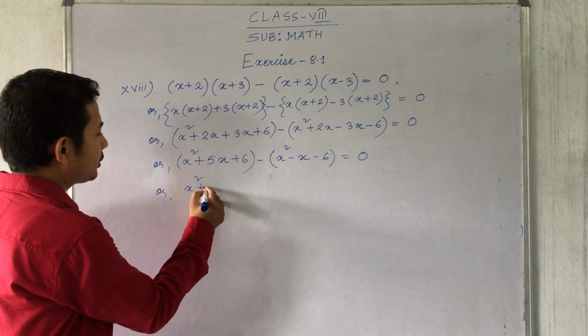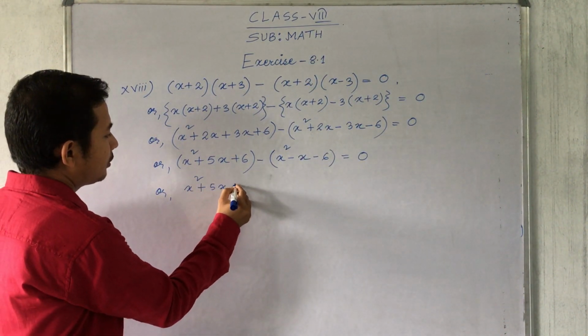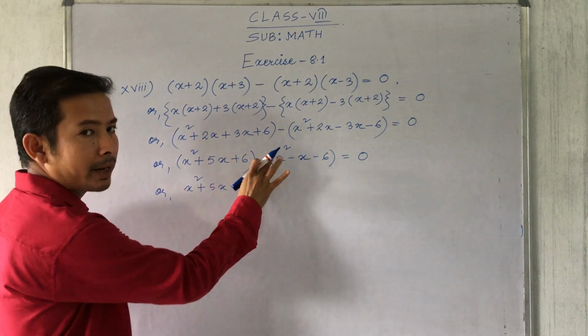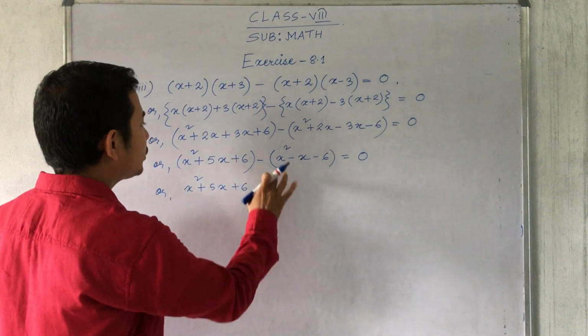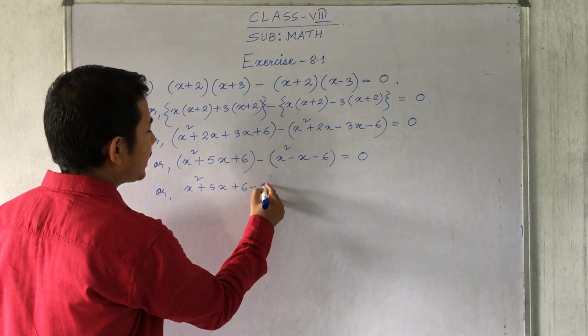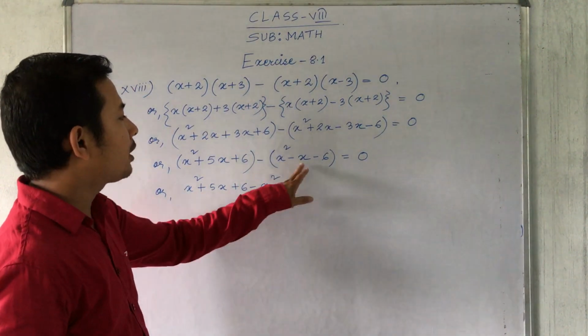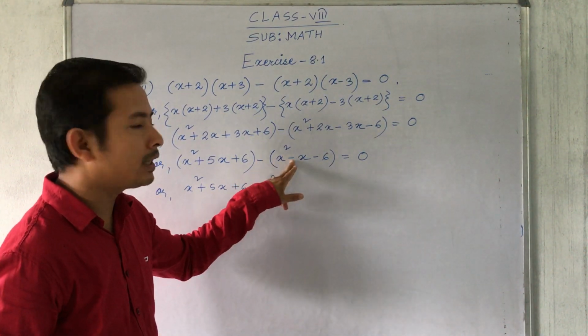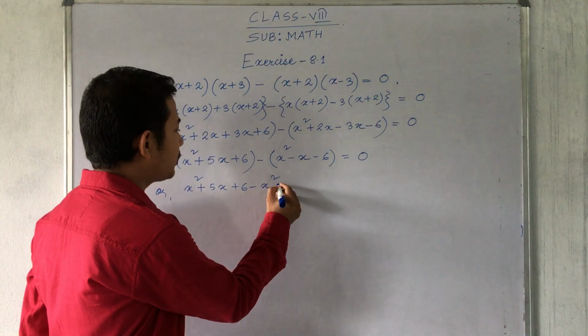Plus 5x plus 6. Now look at it. In front of x square, which sign is there? Inside the bracket there is a plus sign, isn't it? So plus minus x square. Now in front of this x there is minus. So if you multiply these two signs, what will it be? Minus plus x. You have to write here plus x.